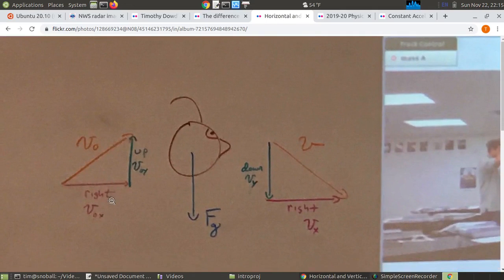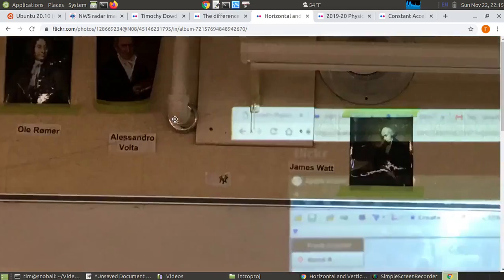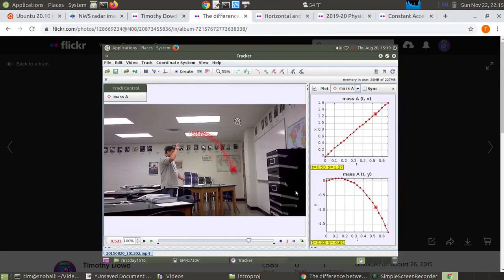That's not in the same dimension as gravity. It's not clear how gravity would have any effect at all. And at least according to our graphs here, it seems that left-right, gravity's having no effect. It's almost like there's no force at all.